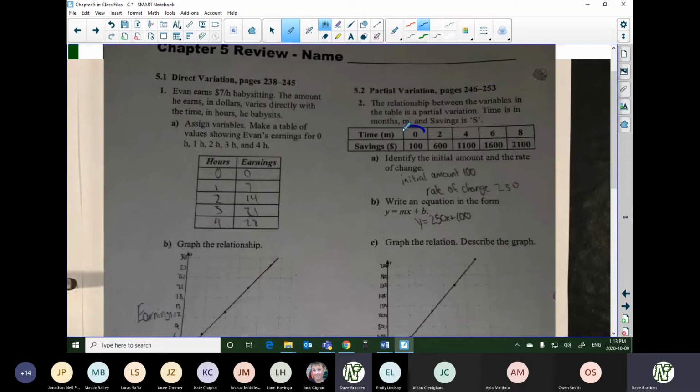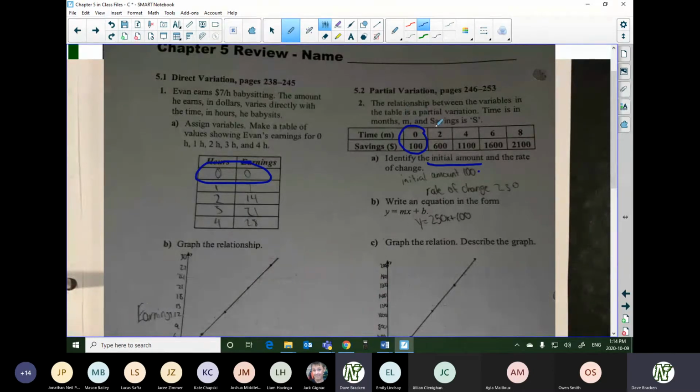All right. Over here, partial variation. Notice this is partial because of this right here. It's 0 and 100, not 0 and 0 right here. So when you have 0, 0 up front, direct. 0, some other number, partial. So what's the initial amount? Well, it is savings and time in months. As soon as this person opened up a bank account, they put $100 in. That's their initial amount. When time was equal to 0, I'm opening up a bank account and in goes $100.